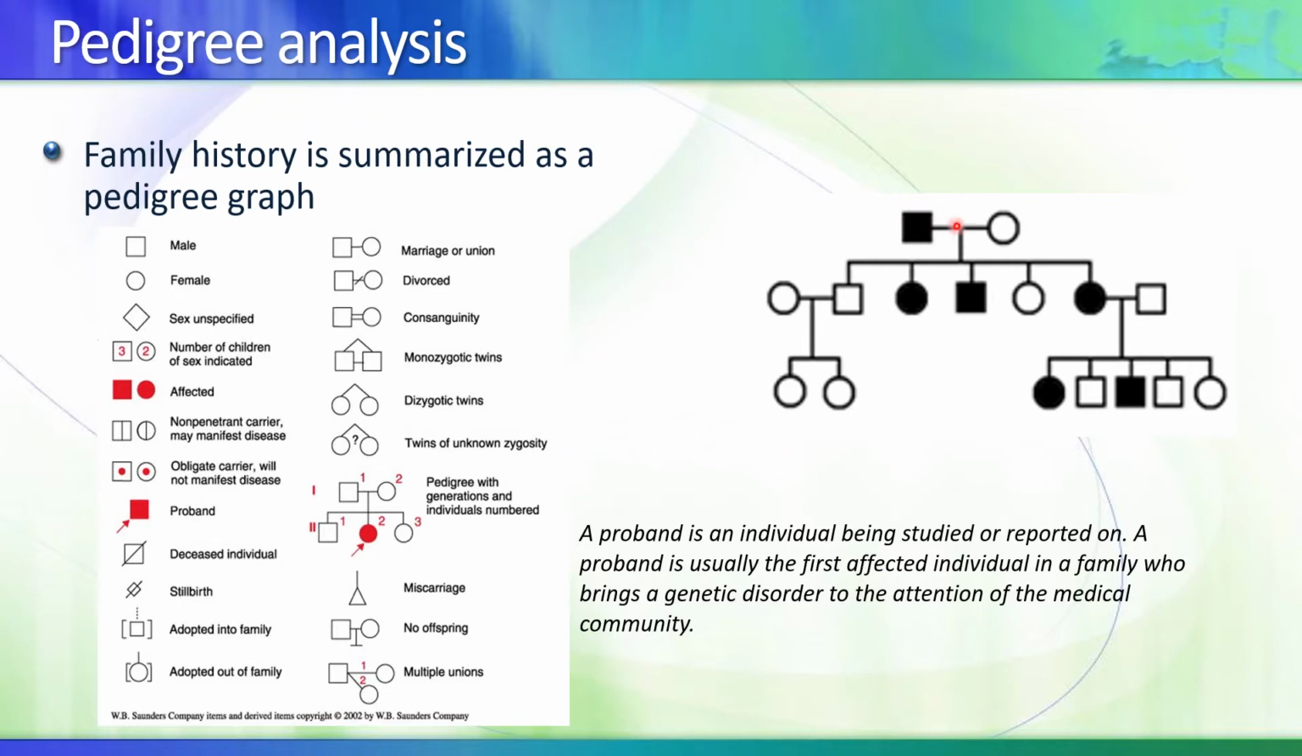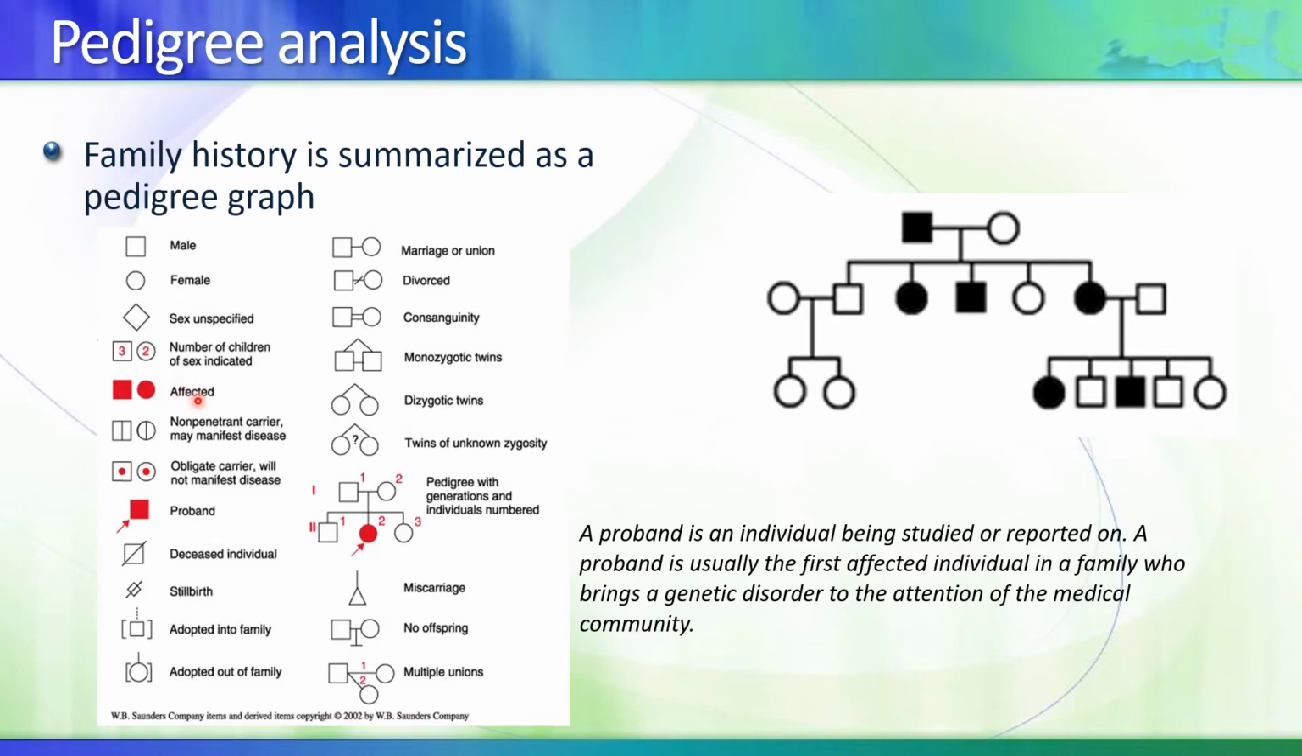This line means that these two individuals are married, and they have these children right here. You can see that this daughter is affected, this daughter is not affected, this male is affected, this daughter is affected, and this son is not affected. This son is married to a female, and they have these two little daughters, and so on. If a person's sex is not specified, then it is illustrated as a diamond.